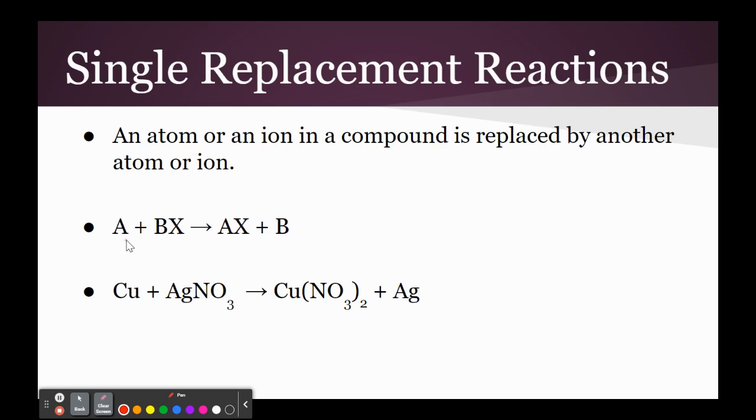So here for our generic equation, we have a single atom and then a compound. This atom is going to kick out the other atom in the molecule and take its place. So now A was by itself here, and it's part of the molecule here. B was part of the molecule here, and here it's by itself. So our specific equation is listed there below. It's copper reacting with silver nitrate. Copper will kick silver out of the molecule and take its place.